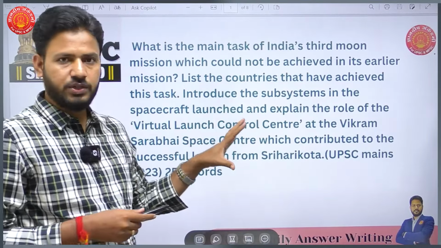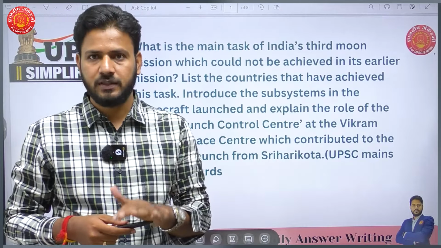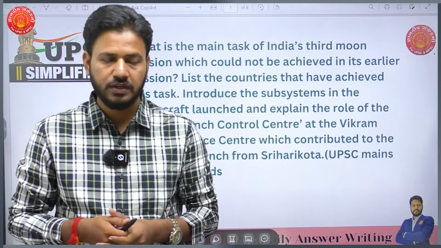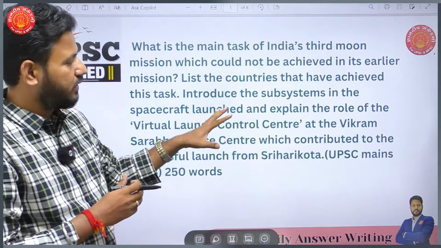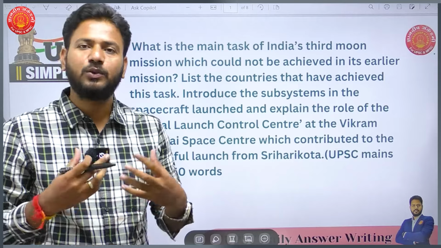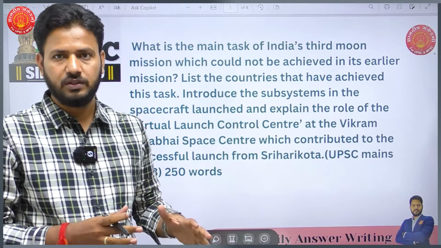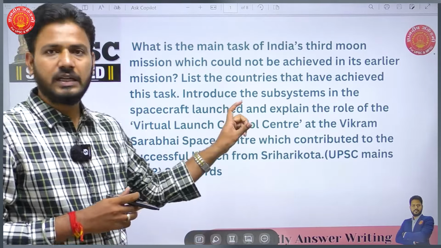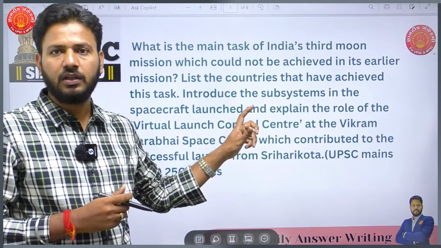Today we're going to discuss a question from UPSC GS paper 3. This question is from Science and Technology. Looking at the question, you'll see the question is very big. Most of the students, just by looking at the question, would skip this question. But believe me, this is a very easy question which you can attempt.